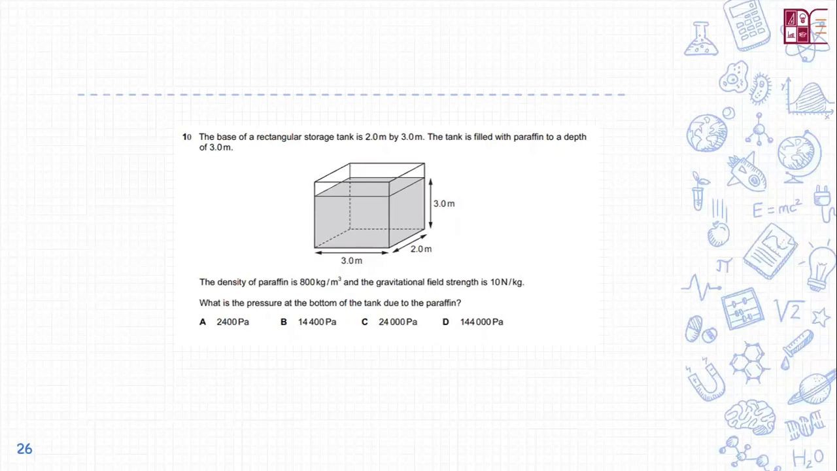All right, so the base of a rectangular storage tank is 2 meters by 3 meters. The tank is filled with paraffin to a depth of 3 meters. The density of paraffin is 800. Gravitational field strength being 10. What is the pressure at the bottom of the tank? You know the cross-sectional area is not taken into account. So 3 into 2, the square base means nothing. So we're just going to do rho GH on this. And so 800 into 10 into 3, the height. We're not going to take the base area into account on this.